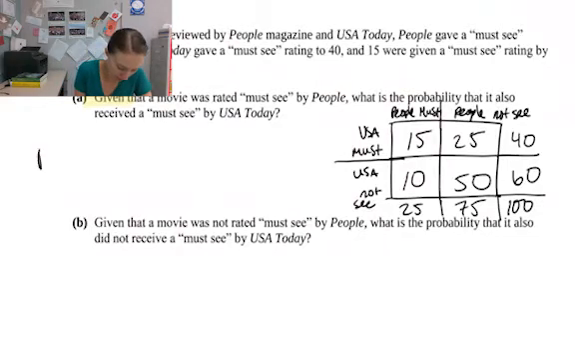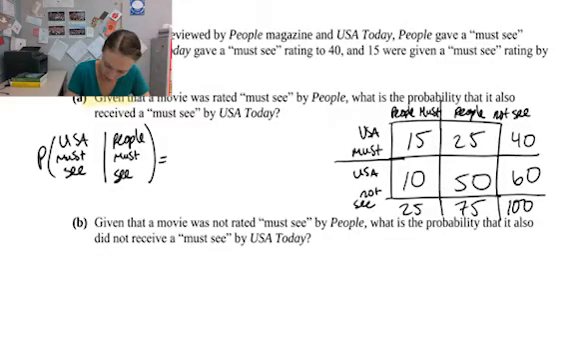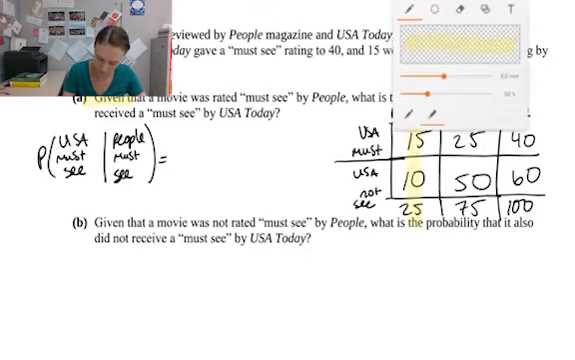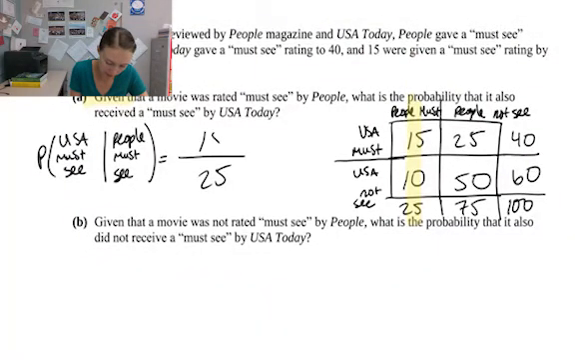So now let's write our probability statement. Given that it was a People must see, what's the probability that it was also a USA must see? So if I'm only looking at the ones where People said it was a must see, so just that column, what's the probability? So out of 25 movies, what's the probability that USA also said it was a must-see? We get 15 out of 25, which is 0.6 or 60%.